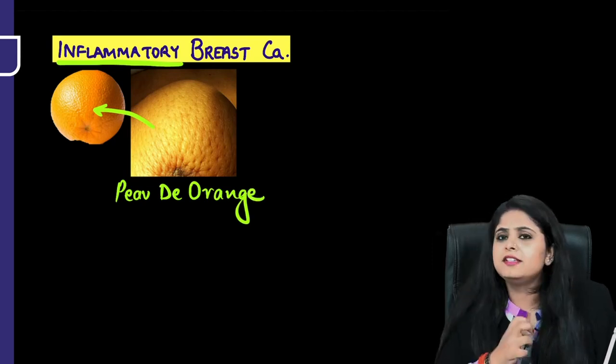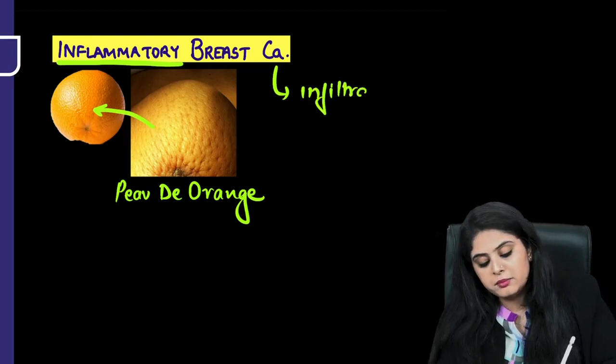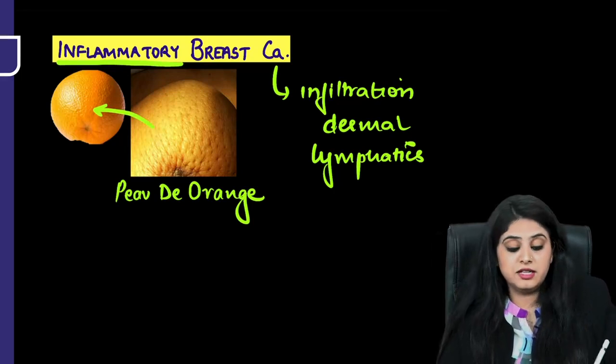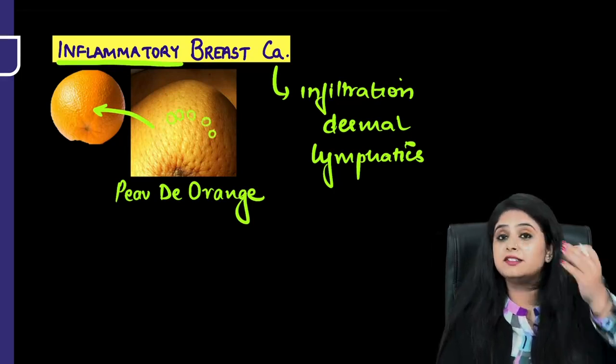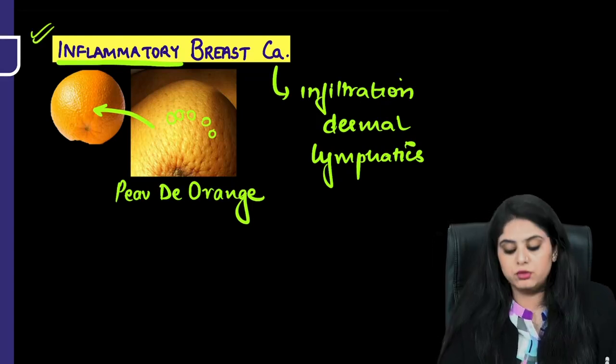So why is this skin appearance coming? Because the cancer has infiltrated which part? This is a previous year question. The cancer has infiltrated the dermal lymphatics, and that is why the skin is looking like that orange peel appearance. Inflammatory breast cancer, very bad prognosis.